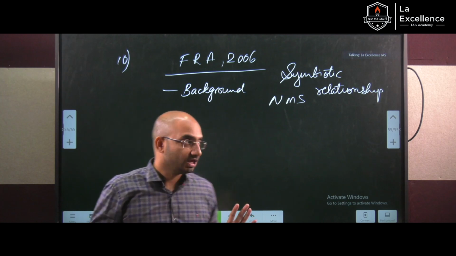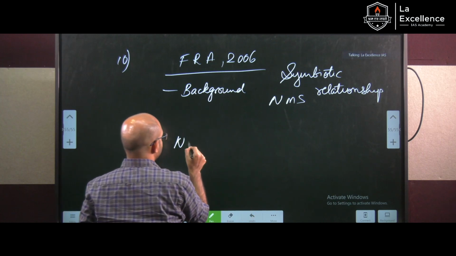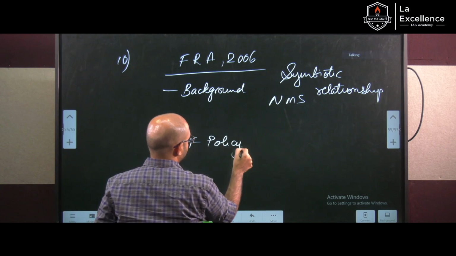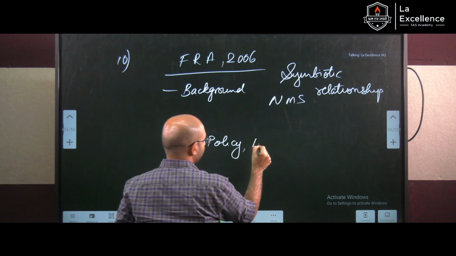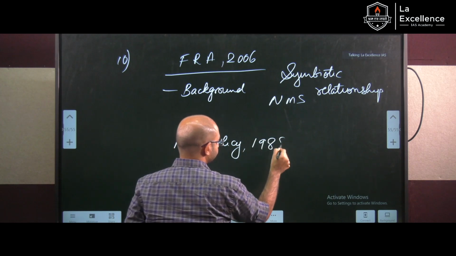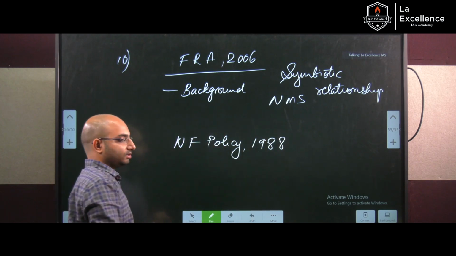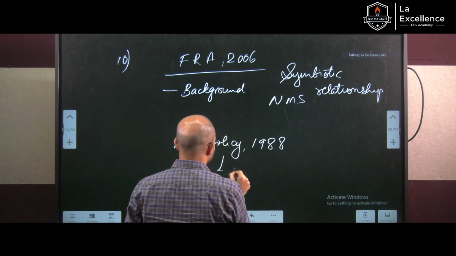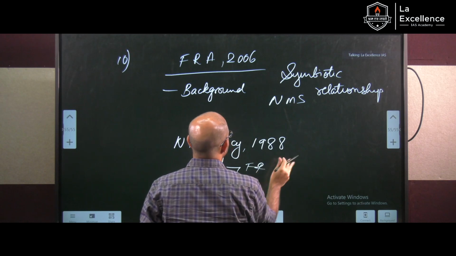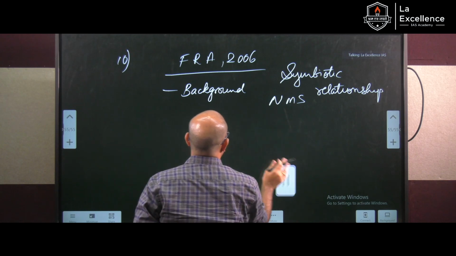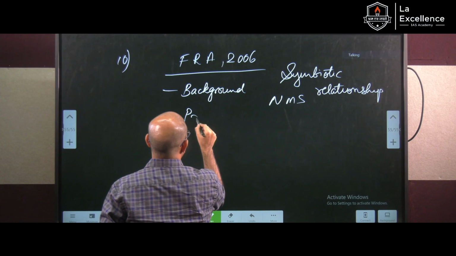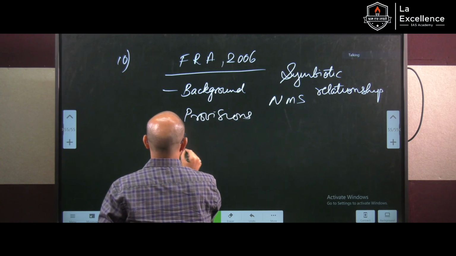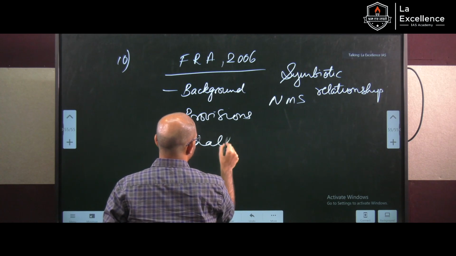That is the background. And in this context, after decades of marginalization, tribal rights for the first time were recognized in the National Forest Policy of 1988, based on which the FRA Act was formed. So all this is the background. Then discuss the provisions of FRA, and then discuss the challenges in implementation.